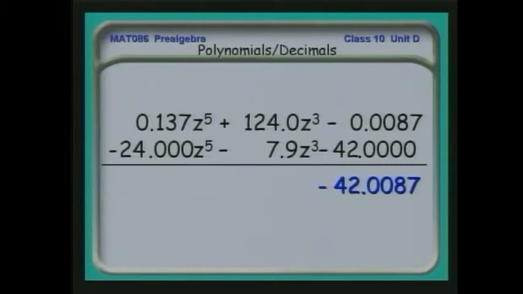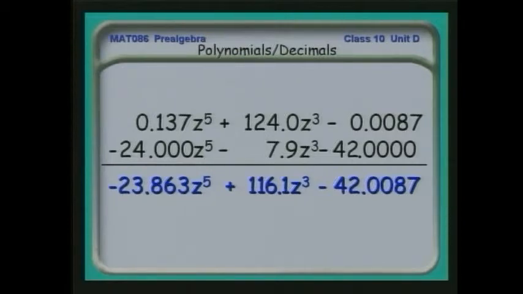I basically add 0.0087 to the 42.0000. Then I do that next one as a subtraction, just carrying out the math, and that sign is going to be positive. Then I look at the z to the 5th term, and I do that as a subtraction, subtracting 0.137 from 24.000. But again, since the 24 has a larger sign, the final sign of my result is also negative.